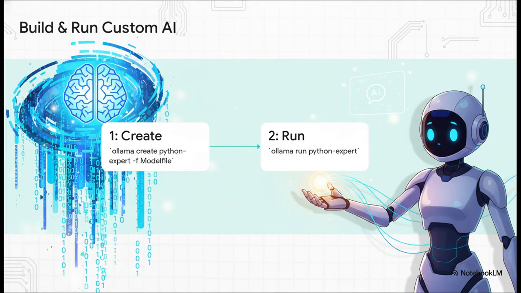So how do you bring this to life? It's just 2 more simple commands. First, you run Ollama create, give your new model a name like Python expert, and point it to your model file. Then you just run it by its new name, Ollama Run Python Expert. And just like that, you have your own custom AI living on your machine, ready to go whenever you need it.